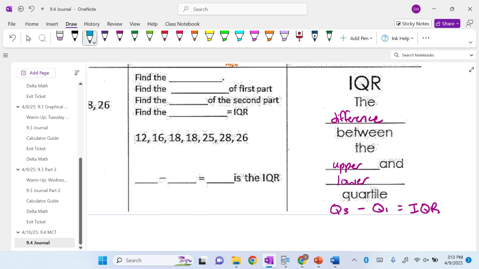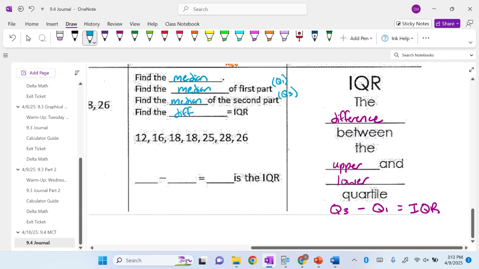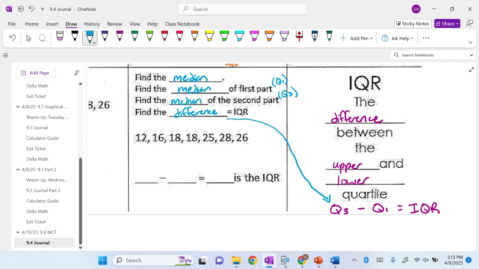So of course, when you're trying to find the interquartile range, you always have to find the median first, because if you don't know where the median is, you can't get your other 2 quartiles. You then find the median of the first part, and that'll give you Q1. And the median of the second part will give you Q3. And then you find the difference of the two. So you would do Q3 minus Q1, and that will give you the interquartile range.